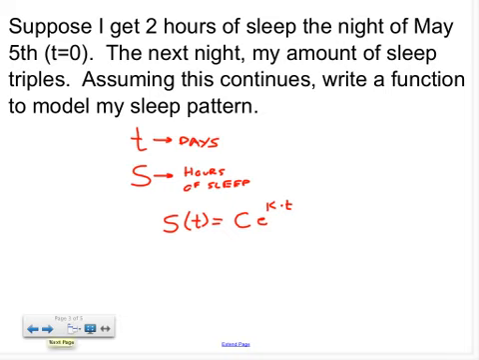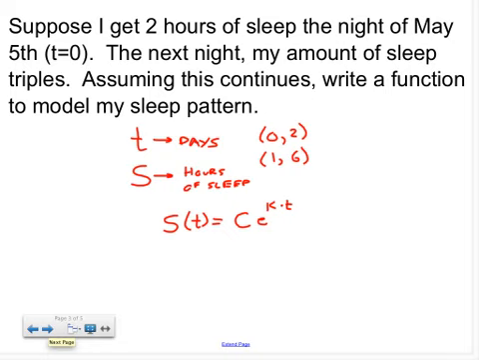Now, what data do I have? I know that at time 0, the amount of sleep is 2 hours. May 6 would represent time 1. So 1 is the input, and I'm going to get 3 times as much sleep, so that gives me 6 hours. So now I need to make my function match that data.